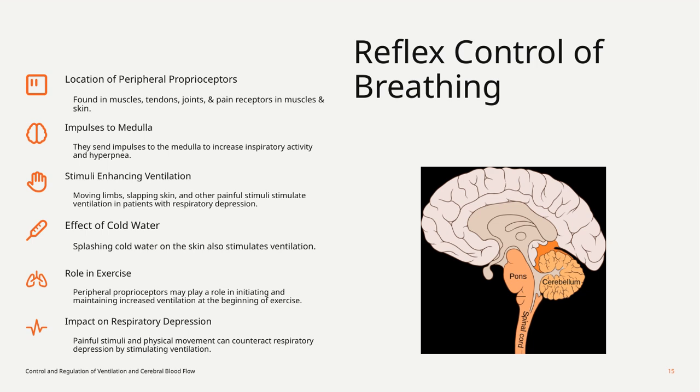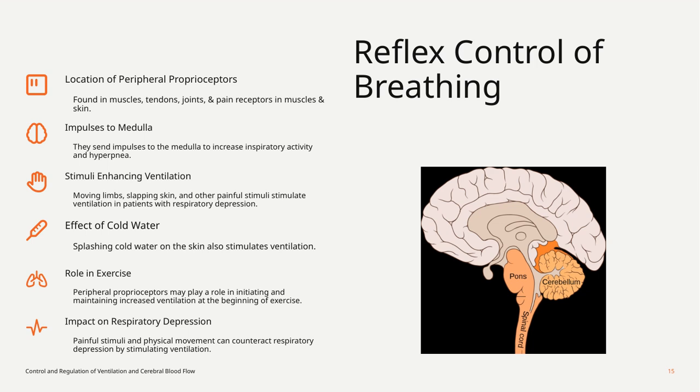Splashing cold water on the skin can stimulate ventilation as well, highlighting how external stimuli can influence our breathing patterns. In addition, various stimuli like moving limbs, slapping the skin, or other painful sensations can enhance ventilation, especially in patients experiencing respiratory depression. These stimuli send impulses to the brain's medulla, which then increases inspiratory activity, leading to hyperpnea, more vigorous breathing. Finally, these peripheral proprioceptors are located in muscles, tendons, joints, and pain receptors in muscles and skin.